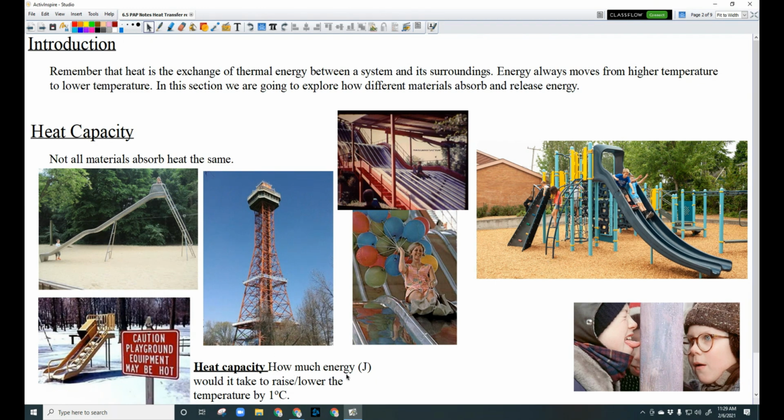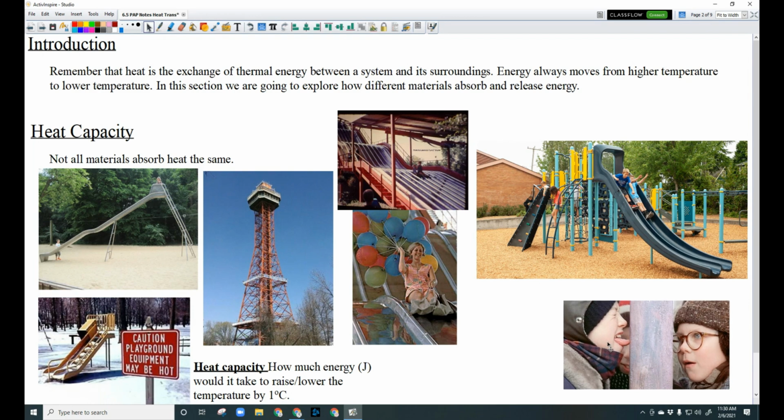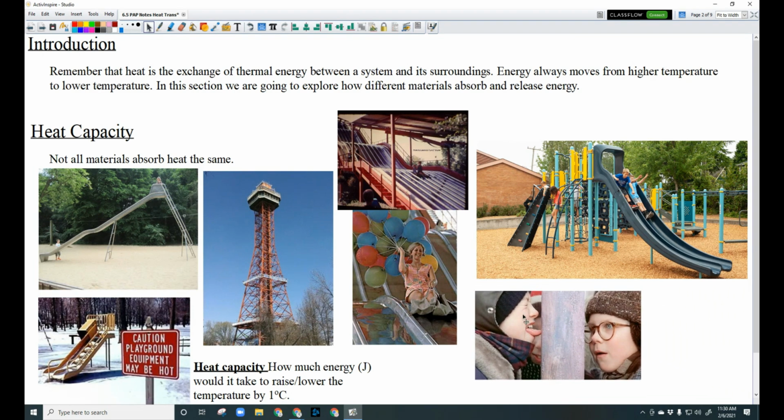But heat capacity is how much energy, and energy is measured in joules, it would take to raise or lower the temperature of this material by 1 degree Celsius. We can see that it doesn't take very much energy to raise metal by 1 degree Celsius, but it takes a lot more energy to raise or lower other materials by 1 degree Celsius. Here you see from the movie A Christmas Story, where they dared the little boy to put his tongue on a flagpole, and his tongue actually got frozen to the flagpole. That's because not only does metal absorb energy, it also gives up energy, and this metal is much, much colder than its surroundings.